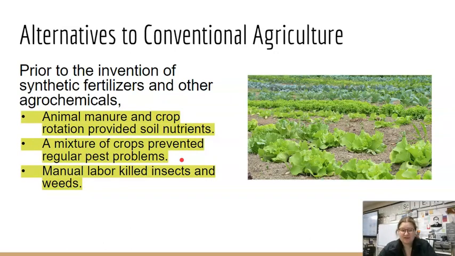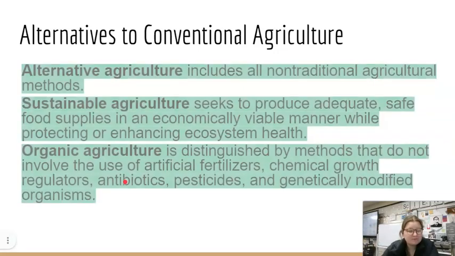Prior to the invention of synthetic fertilizers and other agrochemicals, so before we started putting pesticides and these artificial or synthetic fertilizers on crops that were growing, farmers used to use animal manure and crop rotation to provide soil nutrients. That's just how it normally would go. And then a mixture of crops prevented regular pest problems, and manual labor killed insects and weeds. So we didn't have to use as many chemicals, we didn't have to use the machinery, however, it took a lot longer to do all of those things.